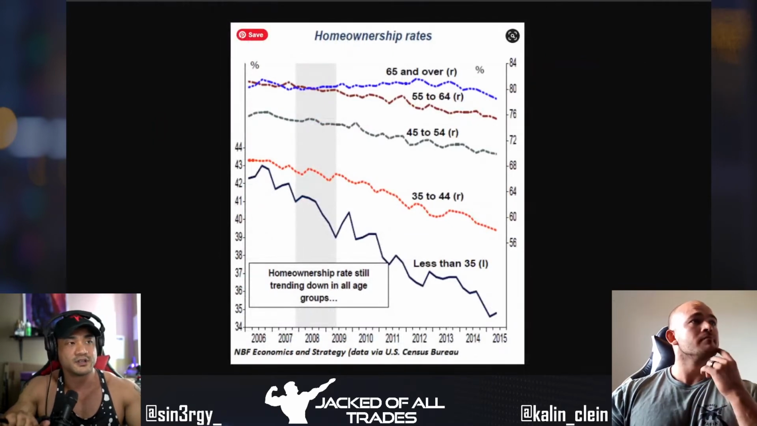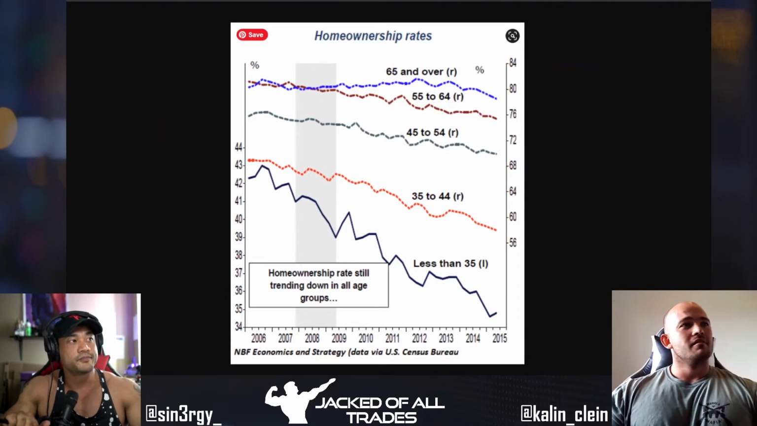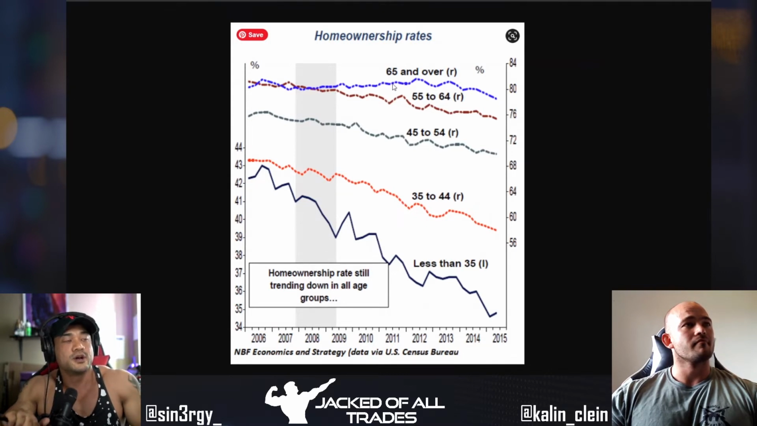Divided by age group, you can see people 35 and younger just not owning homes. Ages 35 to 44, it's on a steady decline of ownership. But what's interesting is the boomer generation, which is 65 and over now. They're not only the wealthiest, but probably the largest demographic of homeowners.